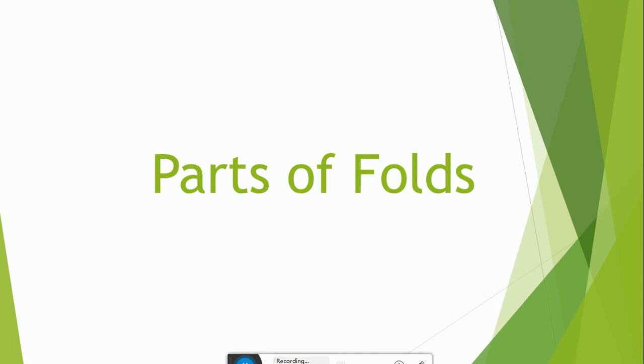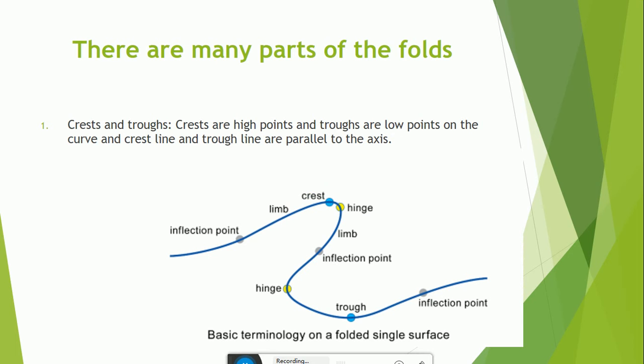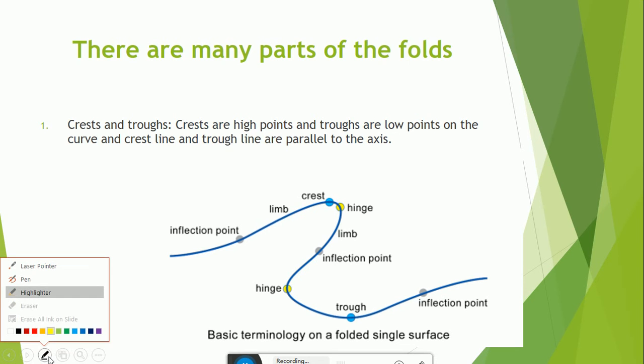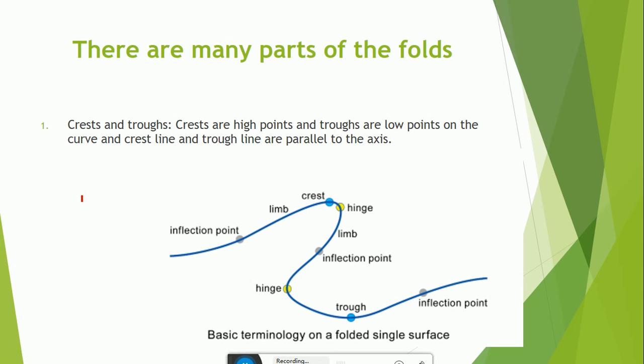Now coming to the parts of the fold. There are many parts of the fold. First, the crest and trough. Crests are the high points and troughs the low points on the curve, and crest lines are parallel to the axis. These are the crests and this is the trough. The highest point in the fold is the crest and the lowest point in the fold is the trough.